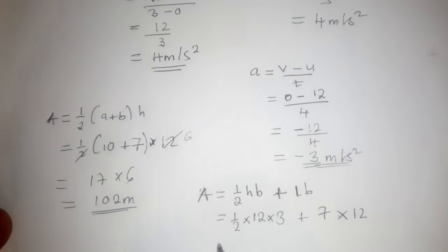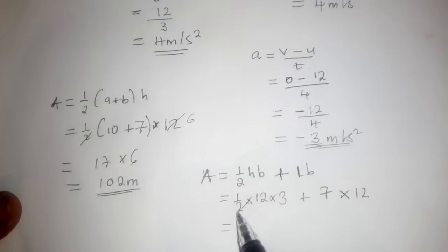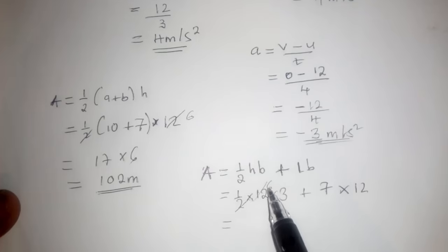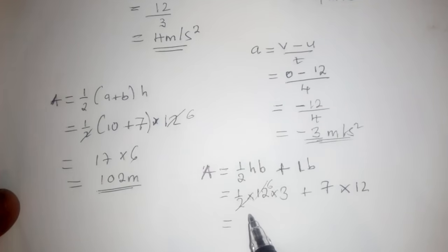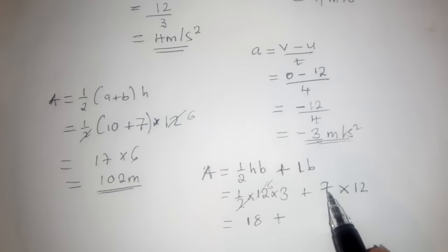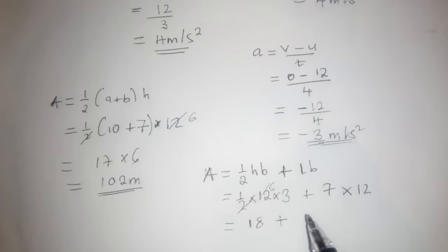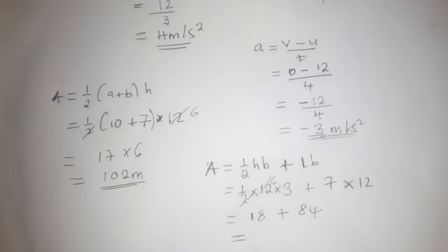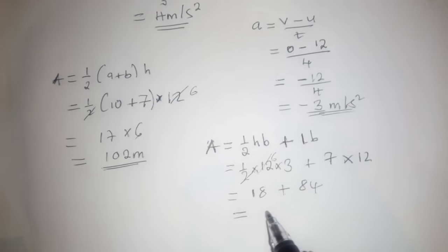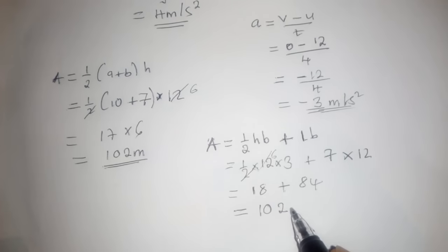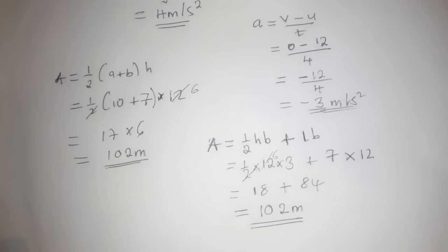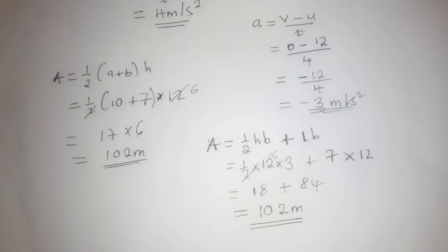And then we can work out things here whereby 2 can go into 12 6 times. So when we say 6 by 3, it's 18 plus 7 by 12, it will be 84. Which is equal to, when we add these two, we get 102 meters. So this is how you find the area using these two formulas, or you find the distance using these two areas.